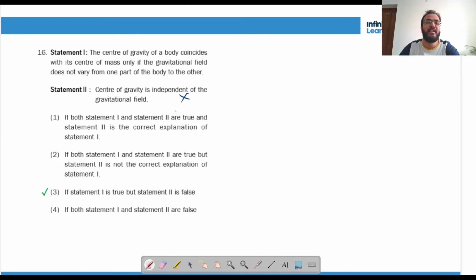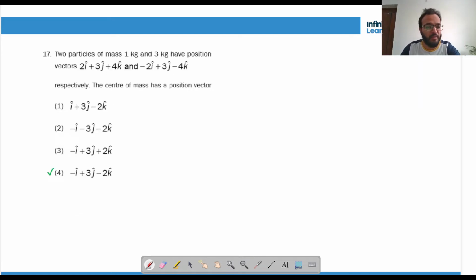No, this second statement itself contradicts the first statement. So if the first is right, the second can never be right. It has to be wrong. So I guess the third option is correct, and it is given also there.